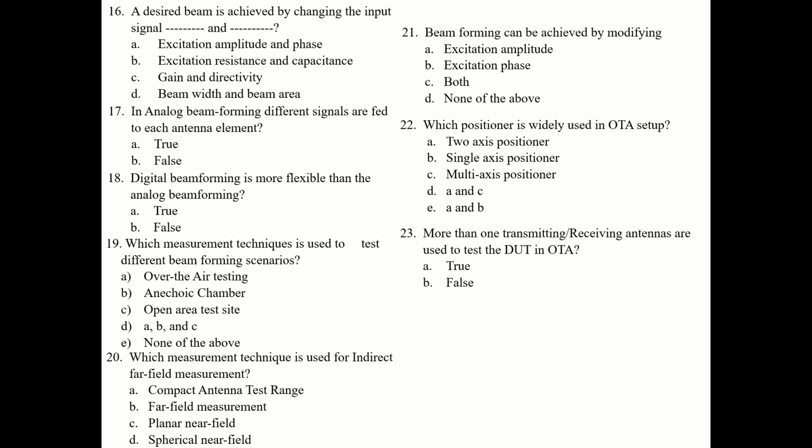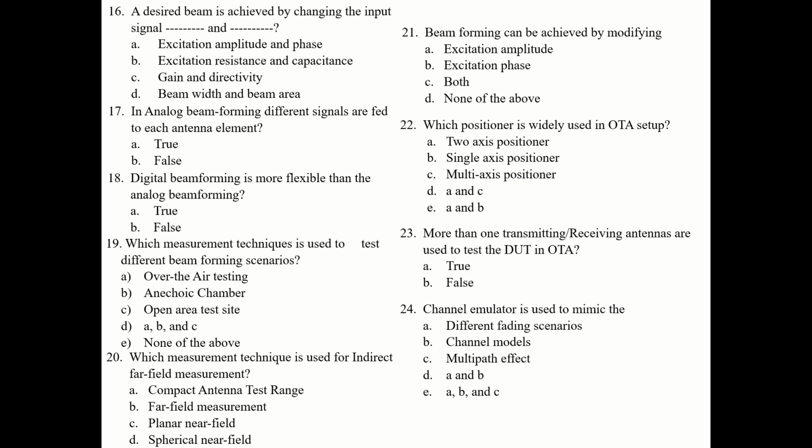You can see. More than one transmitting and receiving antennas are used to test OTA. Is it right? I think by looking at the OTA chamber you should be able to answer this question. Channel emulator is used to mimic what? There are multiple things there: a fading scenario, channel models, or multipath effect. Please answer accordingly. Okay. Thank you.